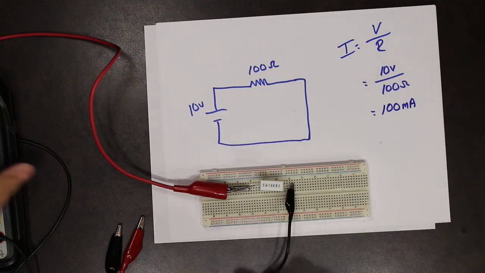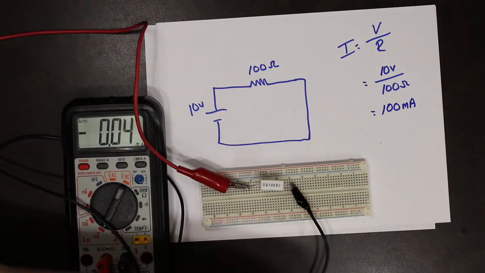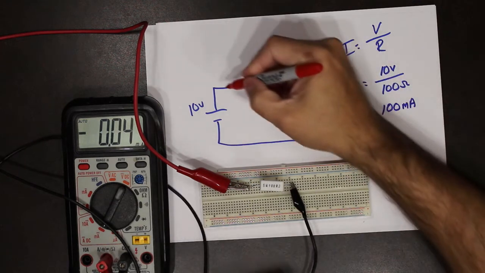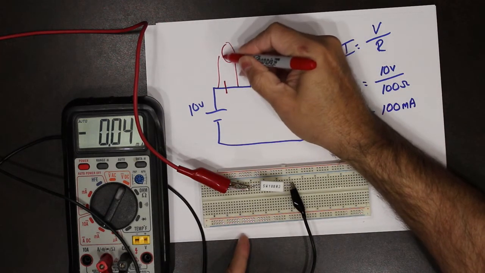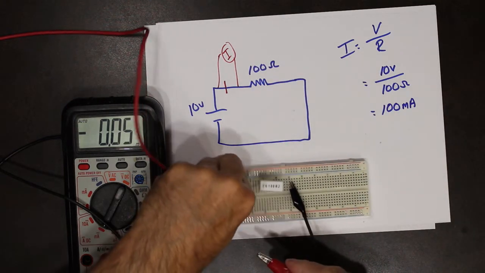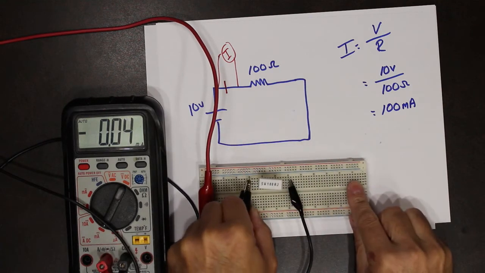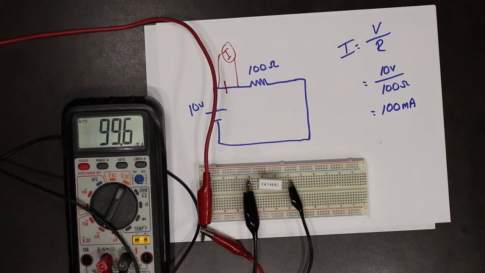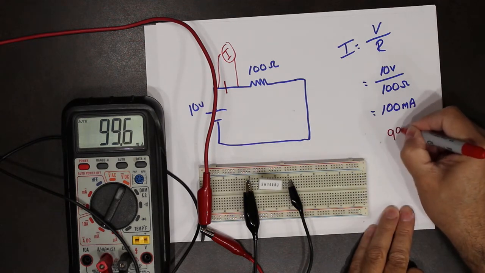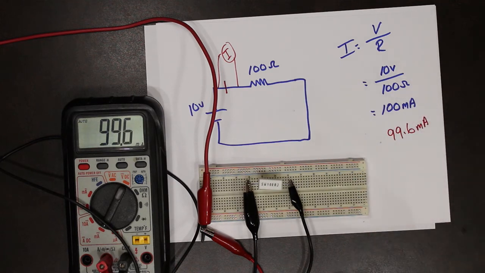So let's take a look. Again, I'm going to break the circuit. I'm going to put my meter up and count those electrons. So I'm counting 99.6 milliamps. So again, that's within measurement error, experimental error.